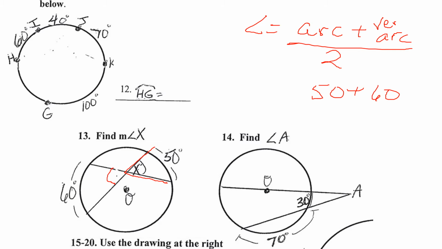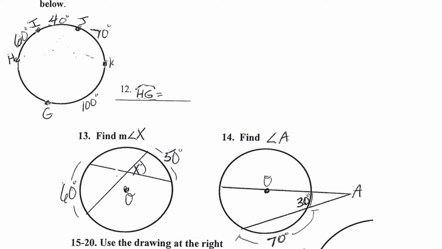Vertical, remember vertical, it's going to make this big X right here. So the vertical arc will be 60. Add them up, divide by 2. You get 55. I could have made it tougher, but I didn't. Made it easy. Alright, next you have to find angle A.